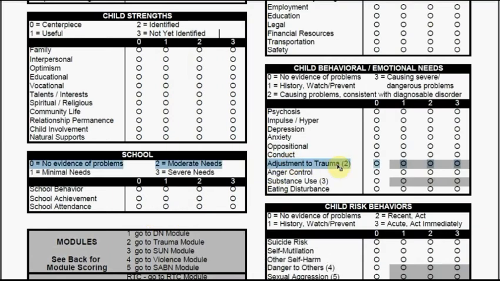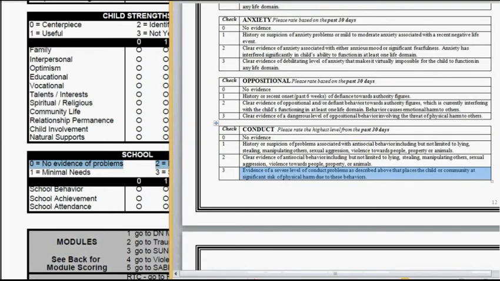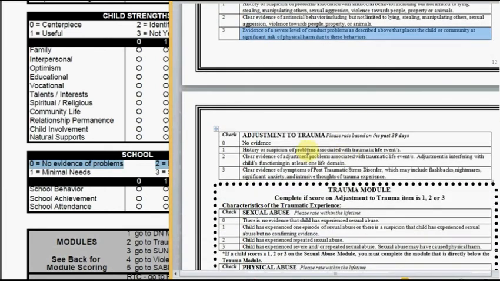The next one is adjustment to trauma, and with this item and the 2 supplemental modules, we're going to end this video. So in adjustment to trauma, we have 0, no evidence. 1, history or suspicion of problems associated with traumatic life events. 2 is a clear evidence of adjustment problems associated with traumatic life events, and you see the pattern, right? In all of these behavioral emotional needs, 2 starts with a clear evidence of, and the adjustment is interfering with functioning in at least 1 life domain, just like above.